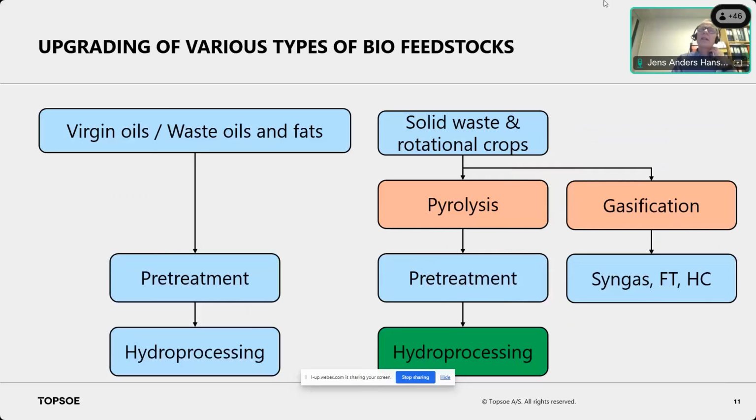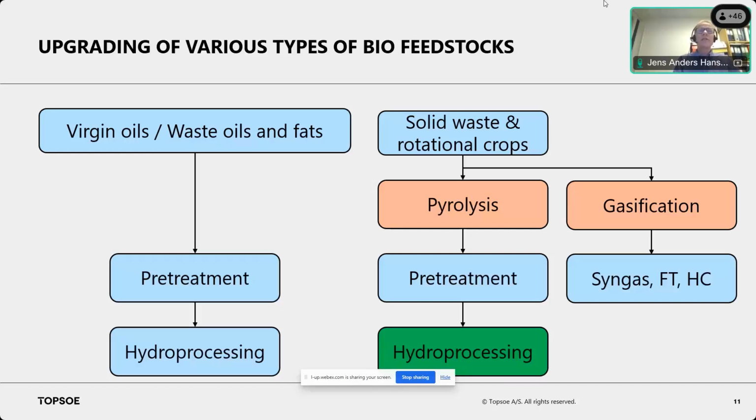Then let's take a look at biofeedstocks. If you look at first and second generation feedstocks, then it's virgin oil, it's waste oil and fats, and they are primarily paraffinic. They are not so contaminated, and you can produce by hydroprocessing, let's say, synthesized jet range products, SAF products.